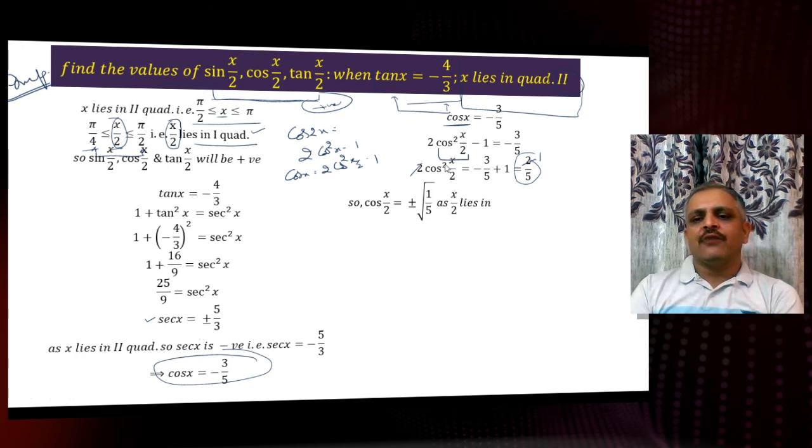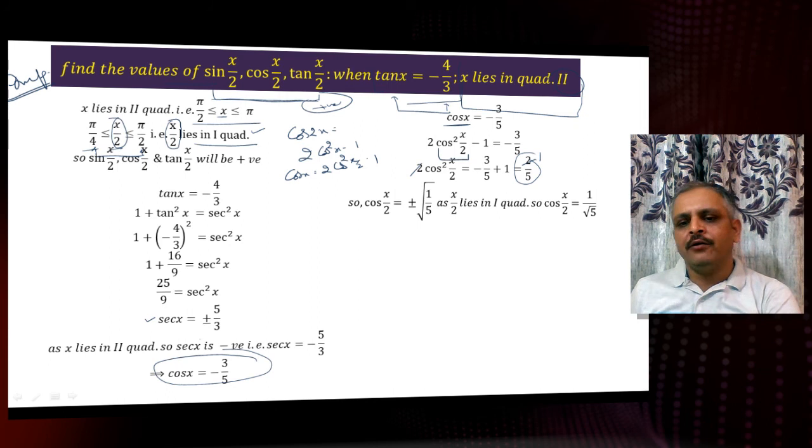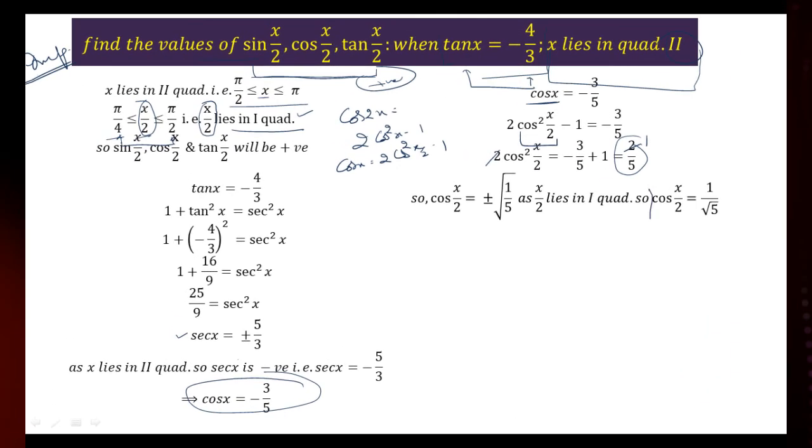Now we cannot have two values as x lies in the first quadrant. So cos x by 2 will be positive only. So we'll discard the negative value and our answer will be cos x by 2 is equal to 1 by root 5.